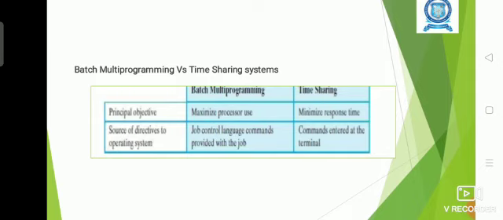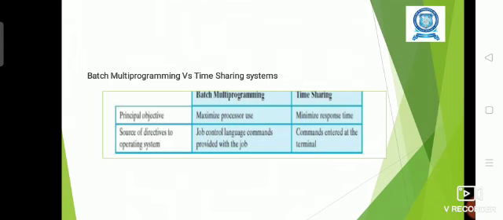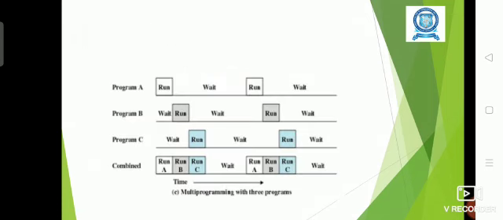and the batch multi-programming system uses some job control language commands. The program will be written with the help of that particular format. And in the time sharing system, the commands are entered by the user at the terminals. So that's all about the computer system evolution.